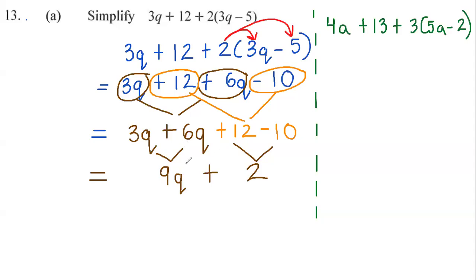Again, we have 4A plus 13 plus 3, open bracket, 5A minus 2. Okay. All right. Do you all know how to do this? Let me know if you all know how to do this, please. Yes, sir. Okay. What is the first thing we're gonna do? 3 times 5A and 3 times negative 2. Very good. We have to distribute, right?